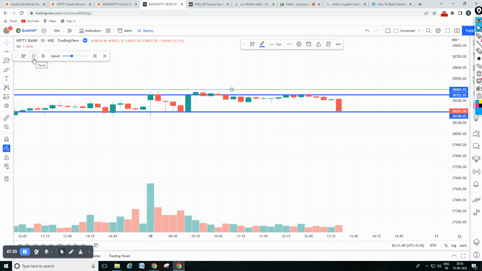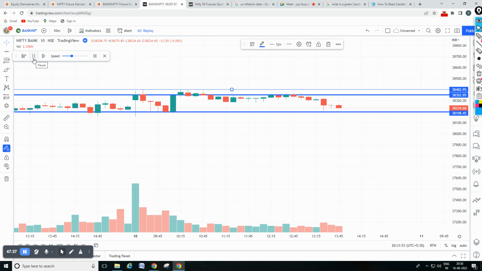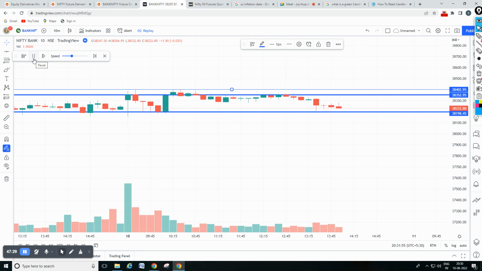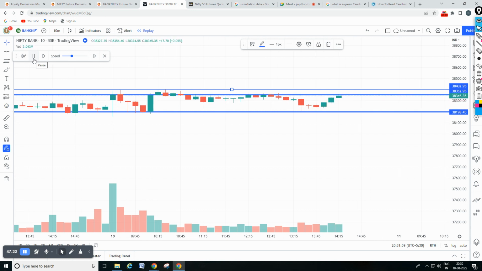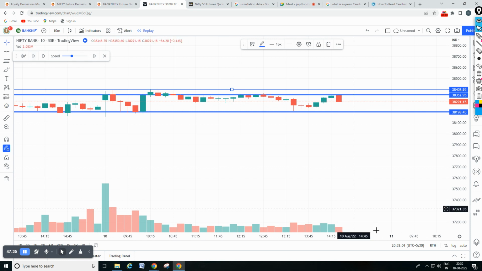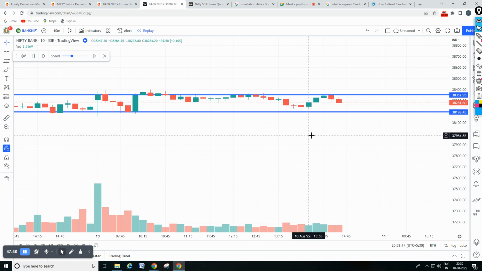Tomorrow there will definitely be a big move for sure, because tomorrow is also expiry. See, it's already 2:45. So better at this time you cancel your order and just watch the market, how it behaves.